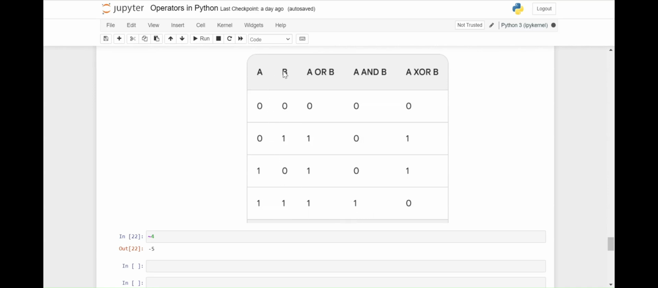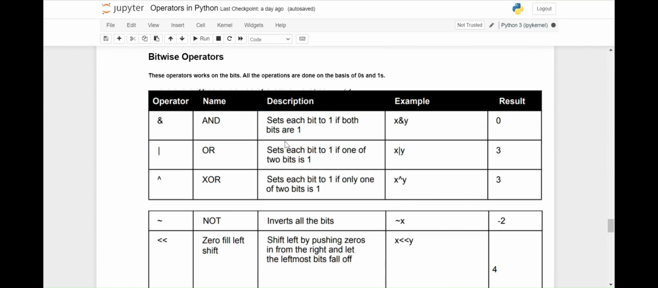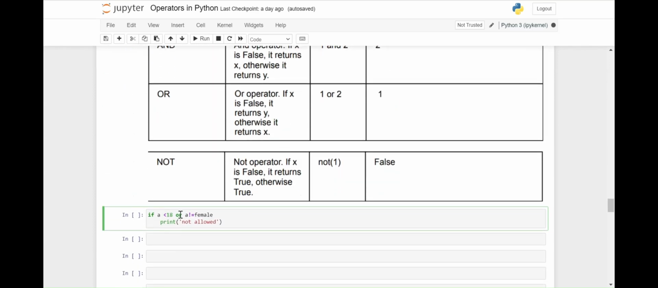See here, A and B are the conditions. So if A is false and B is false, then on using the condition OR, it is going to return false. That's how you read it. 0 is false, 1 is true. Understood? That is what it means. And in NOT, we only have one condition.